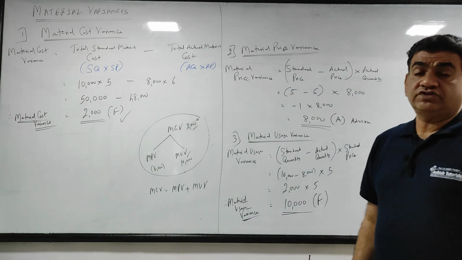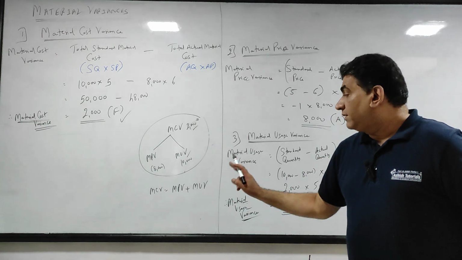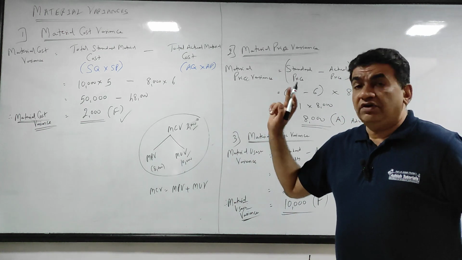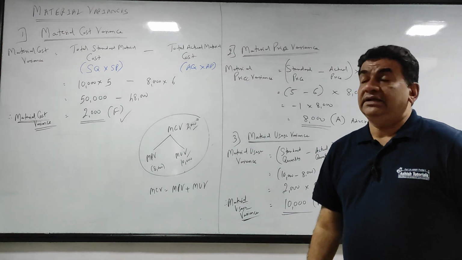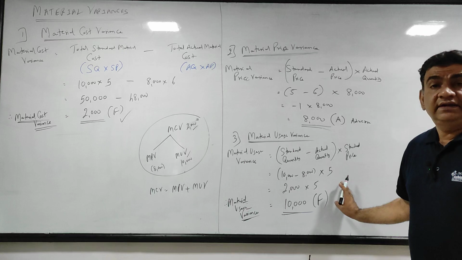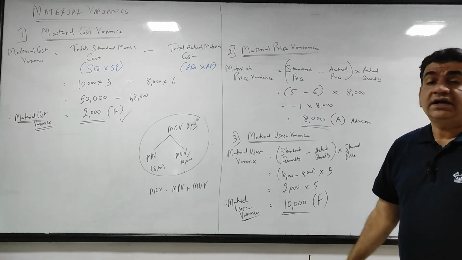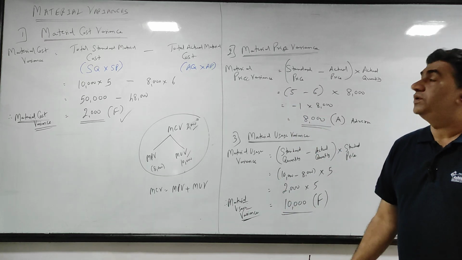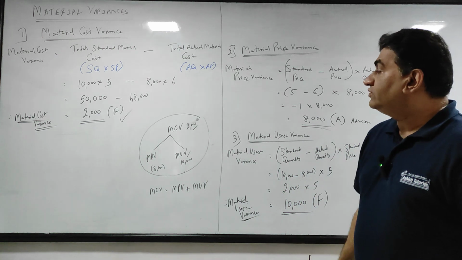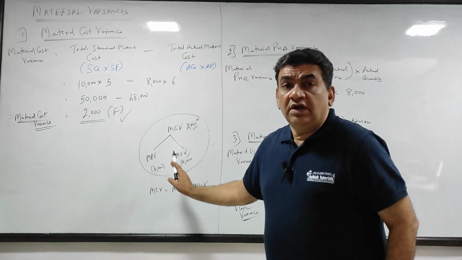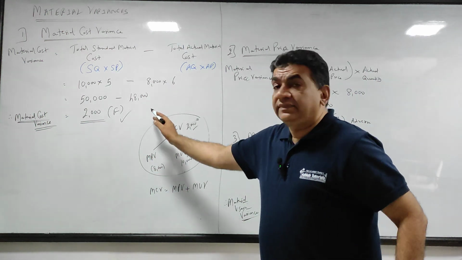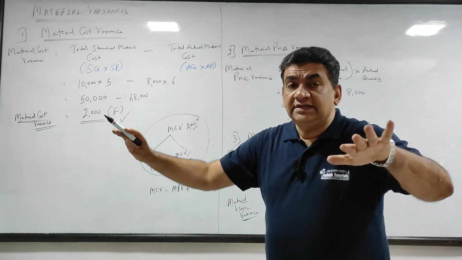So material cost variance is equal to material price variance plus usage. Your first formula's total has to be equal to the second and third. Check it. Again, I'll show the analysis.